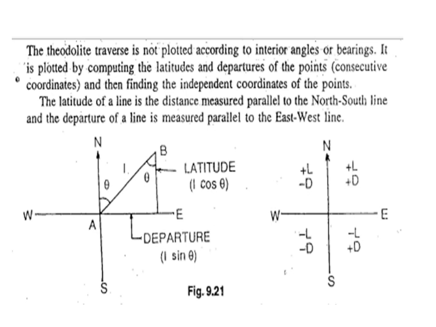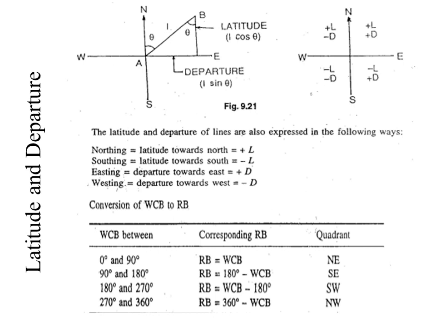The theodolite traverse is not plotted according to interior angles or bearing. It is plotted by computing the latitude and departure of the points, that is consecutive coordinates, and then finding the independent coordinate of the points. The latitude of the line is the distance measured parallel to the north-south line, and the departure of the line is measured parallel to the east-west line. Whenever you are considering the latitude or departure, theta is the reduced bearing of line AB. So whenever you calculate the latitude and departure, you must consider the reduced bearing of a line.